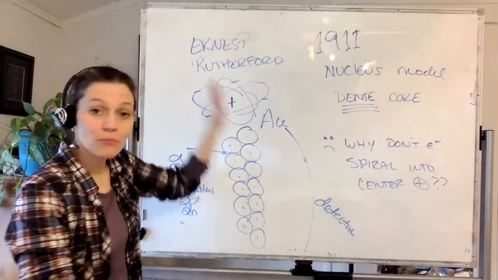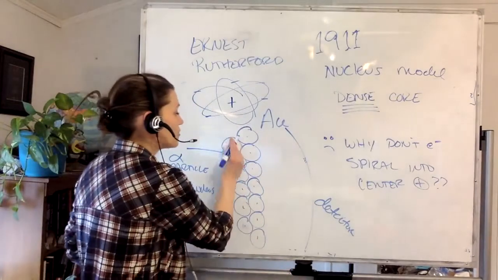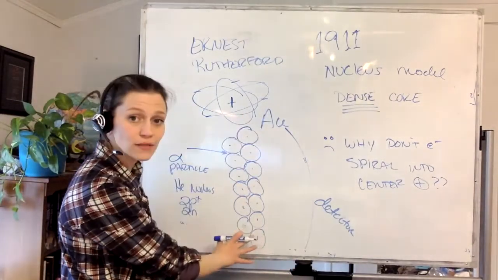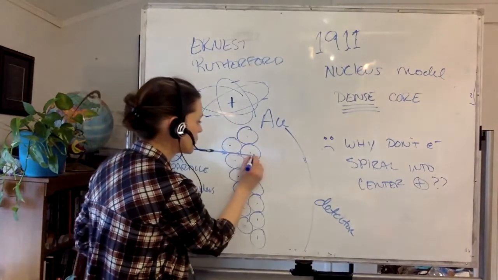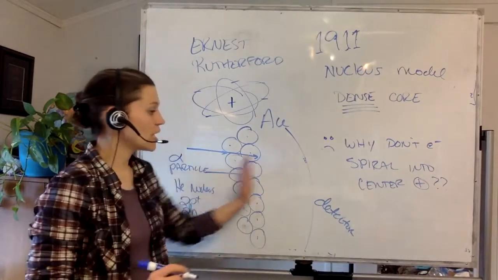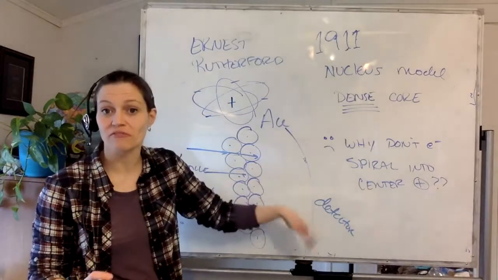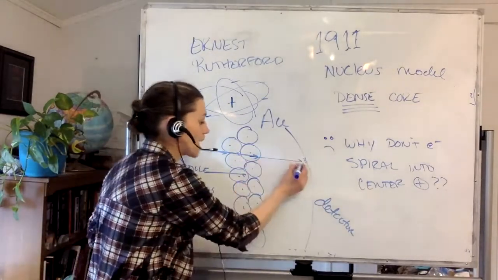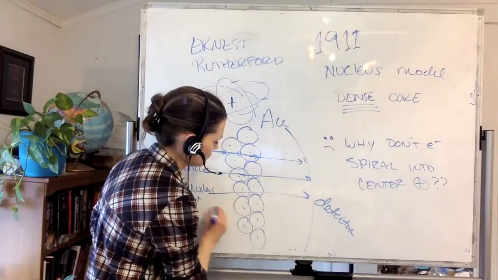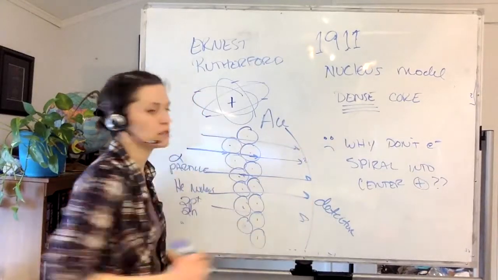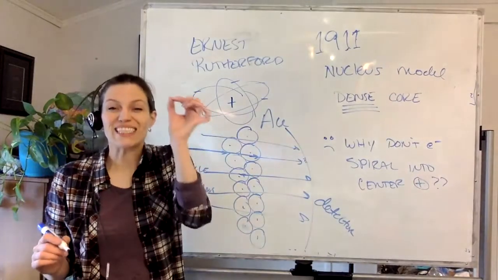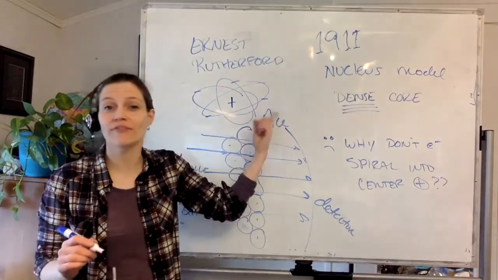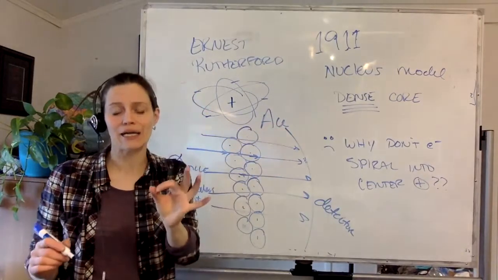So the plum pudding model, all of the mass is evenly distributed throughout. So if you shoot alpha particles, there should be some sort of deflection, but the majority of them came straight through. Think about why that is. The nucleus is tiny, so tiny. Even the 79 protons of gold is teeny, teeny, tiny.